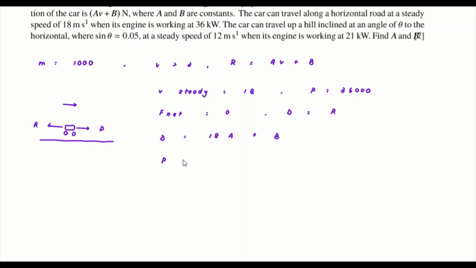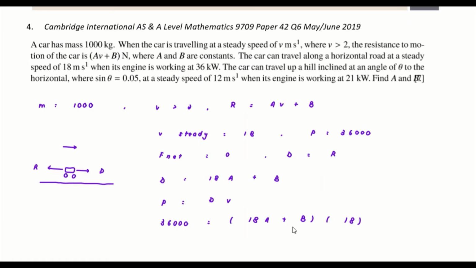So the power will be equal to D times V. It's given the power of the engine is 36,000, which is equal to the D that we found, 18A plus B, times the velocity 18. Let's expand it. 36,000 divided by 18, we have 2,000. So 18A plus B is equal to 2,000, and that gives us the first equation.